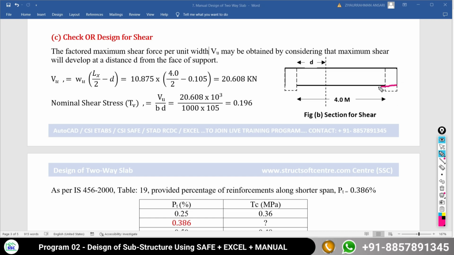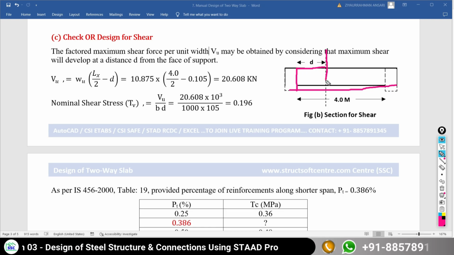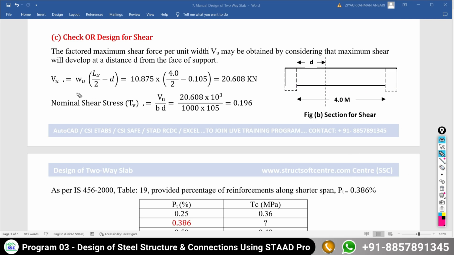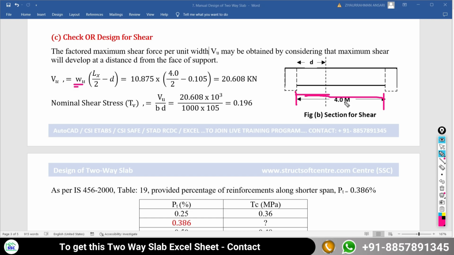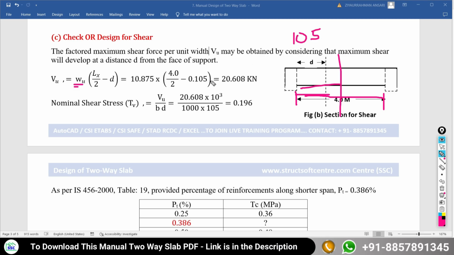Suppose this is the shorter span of your slab and this is the supporting beam. From the face of the supporting beam we are going to consider the section for the maximum shear at a distance of d from the face of the support. So Wu, the ultimate factored load, that is 10.87, multiplied by the shorter clear span divided by 2, half, minus the effective depth. The effective depth available is what? 105. In meters it is going to become 0.105.